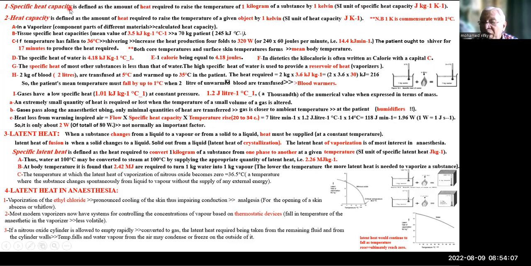So this is the amount of heat required to elevate specific heat. The heat capacity is the amount of heat required to raise the temperature of the given object by 1 Kelvin. So we will remove the kilogram from this unit, so it will be joule for Kelvin. Sometimes, of course, we use Celsius instead of Kelvin because Kelvin is commensurate with Celsius. So we can use Celsius in definition.